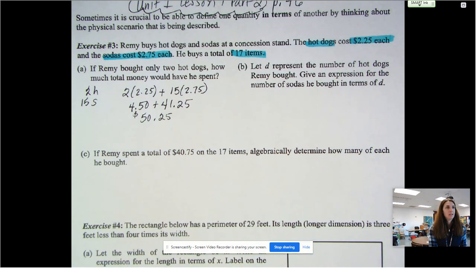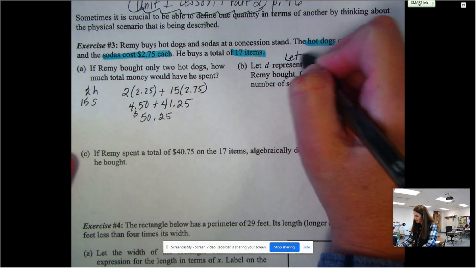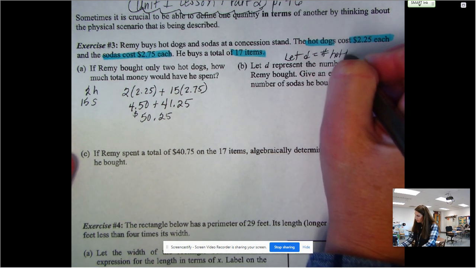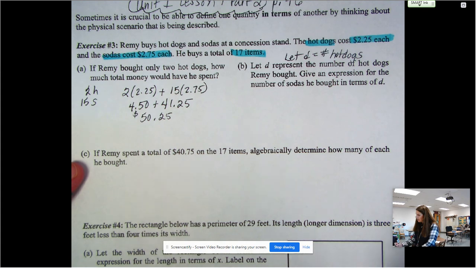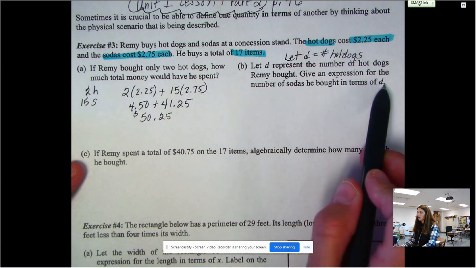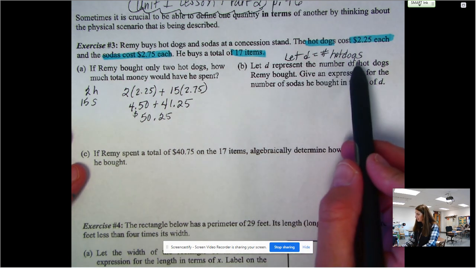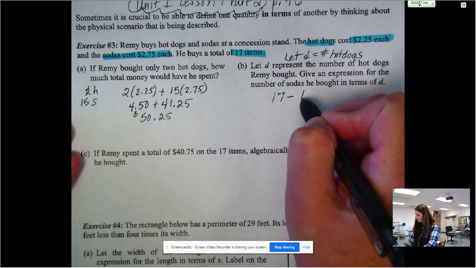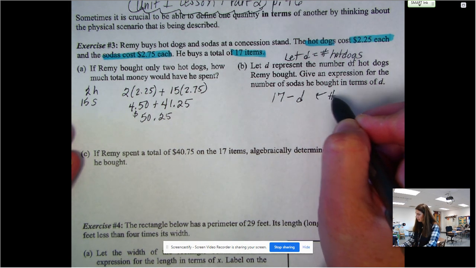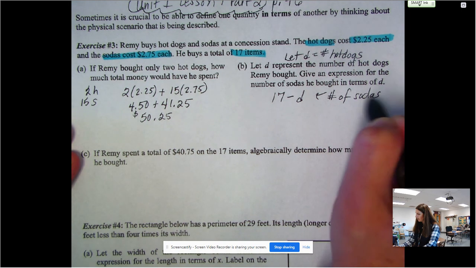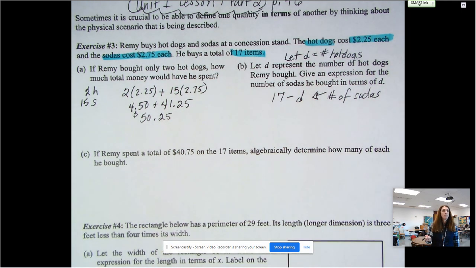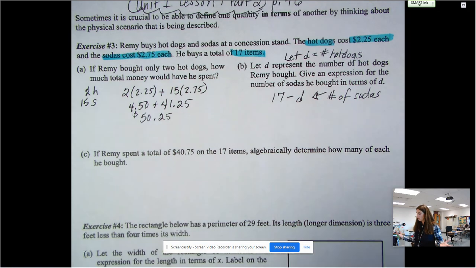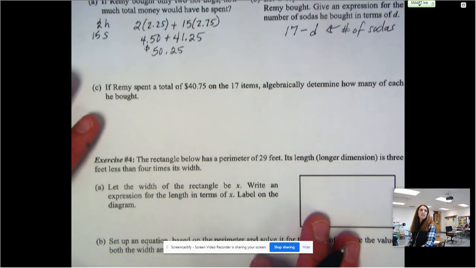Pretty interesting, eh? Okay, so part B. Let D represent the number of hot dogs. So I'm going to bring that out. Okay, I want to make sure I really do understand what my variable is. Give an expression for the number of sodas he bought in terms of D. So if he bought D hot dogs, then the sodas have to be 17 minus D. That's the number of sodas because we know the total of the items, and now we're calling hot dogs D. Then 17 minus D, the number of hot dogs, would be the number of sodas. So here we go. That's getting us set up for the next part.